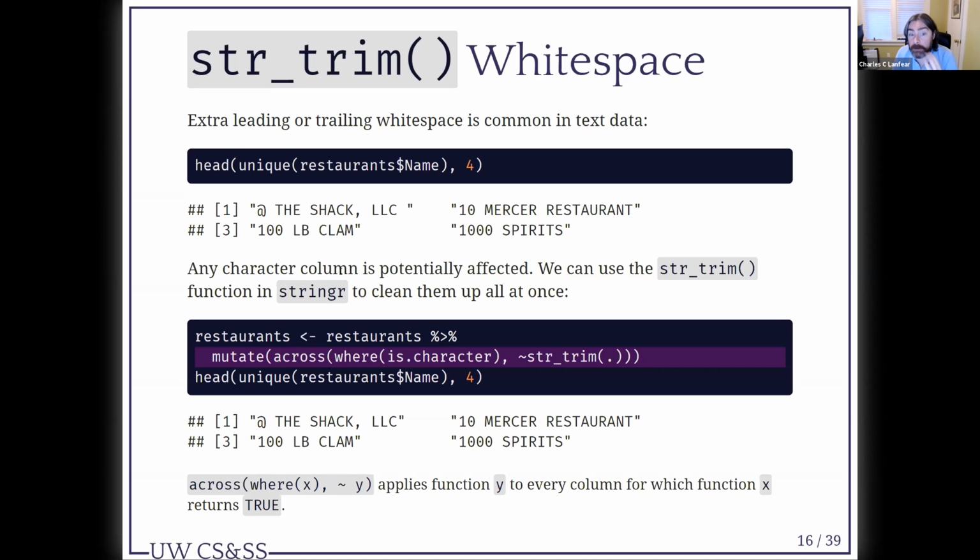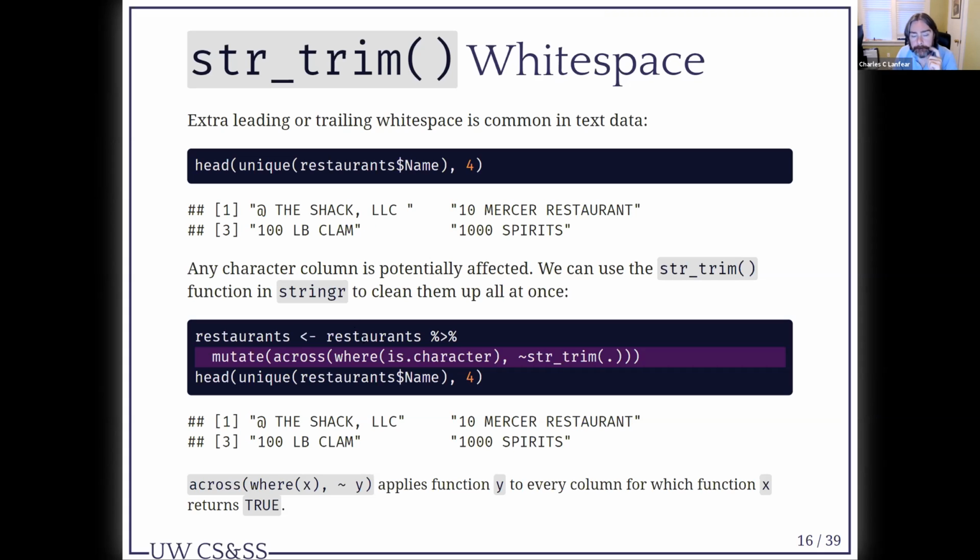So any character column in my data could be affected like this. That is, it could have this symptom of extra white spaces. So I'm going to go ahead and get rid of them in all cases. We're going to do this using a function called stringtrim. What stringtrim does is it just removes any spaces at the beginning or end of a string, but leaves all the other spaces alone. Okay.